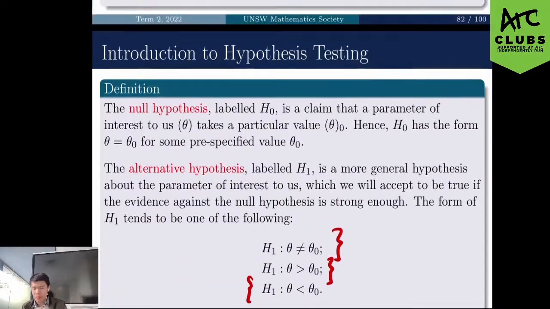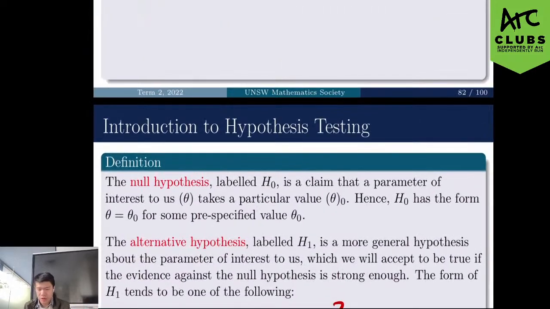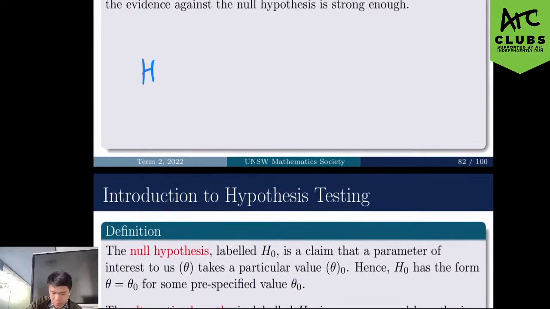Let's just say we're observing heights, and someone has told us that the average male height is 1.8. But we go around the world and we notice that actually people are pretty short on average, right?